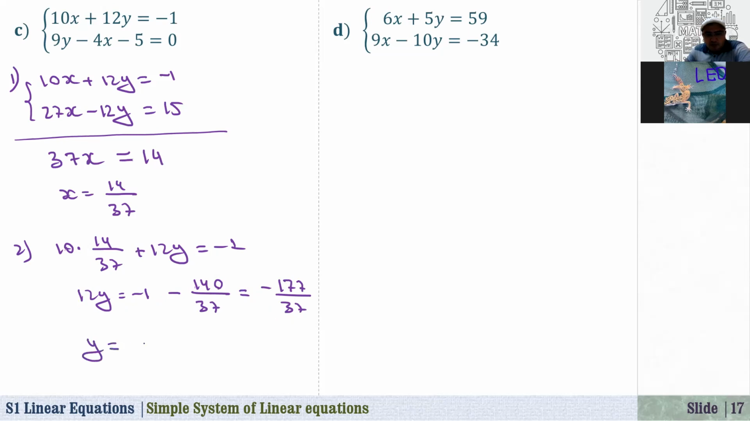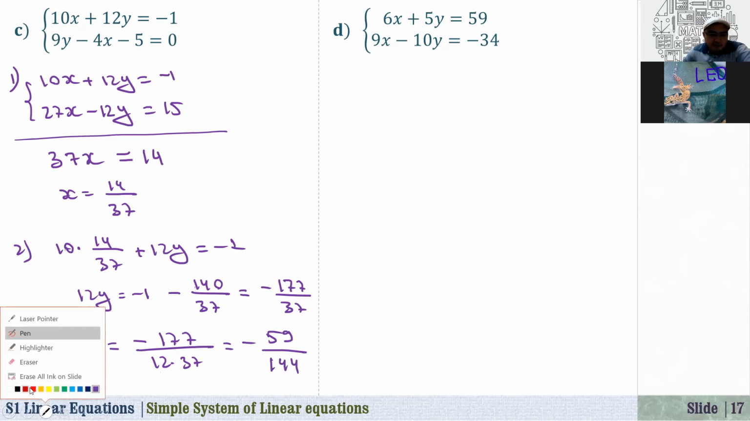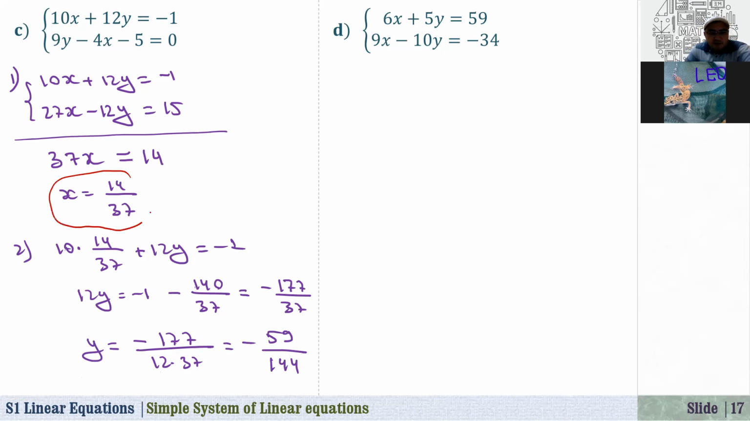So from here, what is y? y is equal to minus 177 over 12 times 37. Now if you simplify by 3, 177 over 12 times 37, by 3 we can simplify this, 177 divided by 3 is 59. So that's equal to minus 59 over 4 times 37, which is 148. So the solution is x equals 14 over 37 and y is equal to minus 59 over 148.